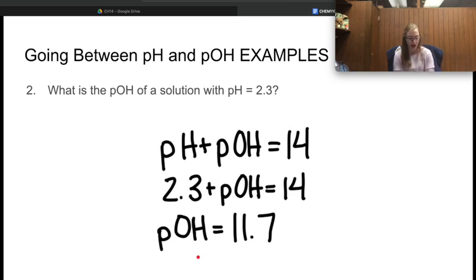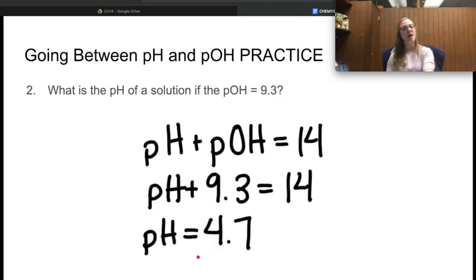So that is a little bit of information about how to go back and forth between pH and pOH. I have given you a couple of practice problems just to practice flipping back and forth, going between the two so that you can see how that changes, and you can practice with those sig figs as well. That is the end of our chapter on acids and bases.